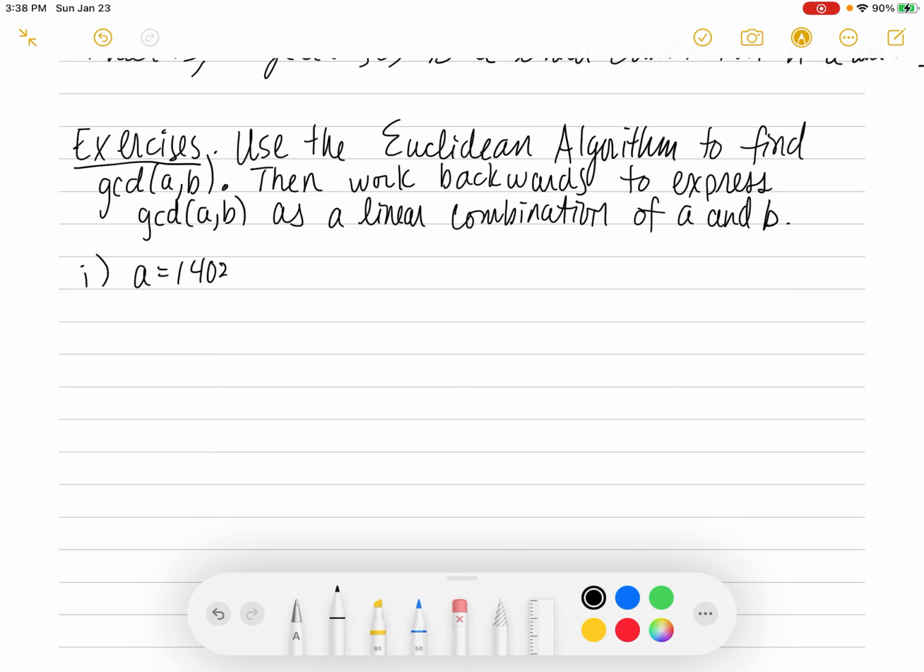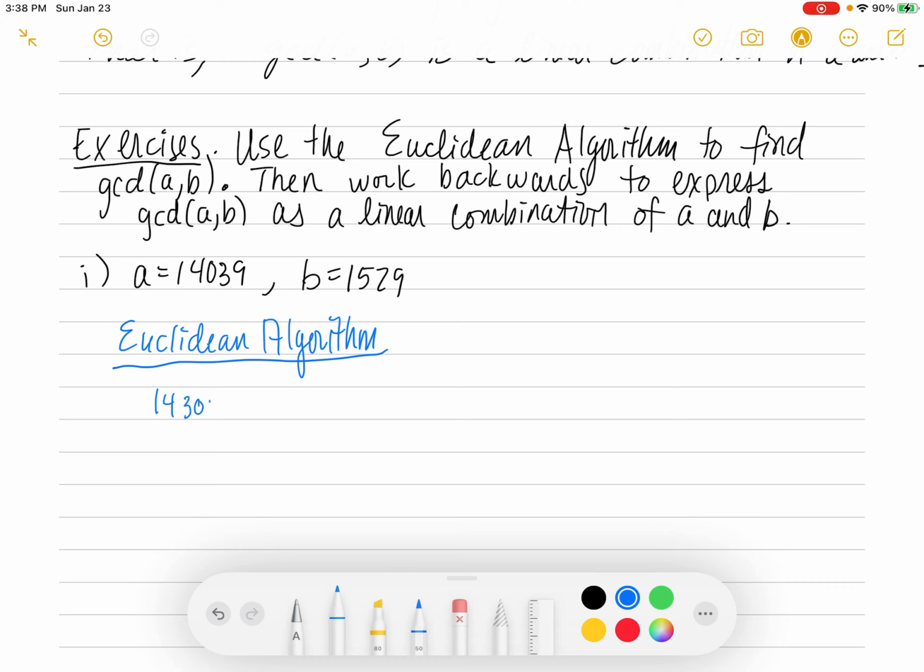There we go. We're going to have our first pair of numbers. We're going to have 14,039 for A, and for B, 1,529. So I'm going to do the Euclidean algorithm. So starting with our A, 14,039, and I'm going to divide B into it, 1,529. We're going to get a quotient plus a remainder.